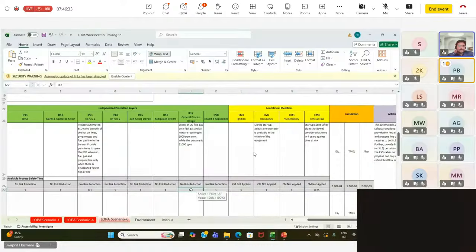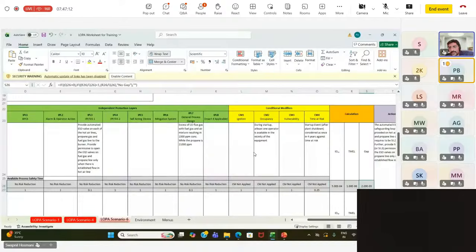Now similarly, during startup, at least one operator is available. We have considered that as 1, and then the time at rest, once in a 4 years event, so we have considered 0.25. Now, if you see here, the total of these 3 products, your initiating event likelihood in this case, is much higher than the TMEL. It is 5 into 10 raised to minus 4, which is much higher than the TMEL. And it is higher by how much? This is the gap. So it is higher by 2 into 10 raised to minus 3. So that is the reason it is considerably high.